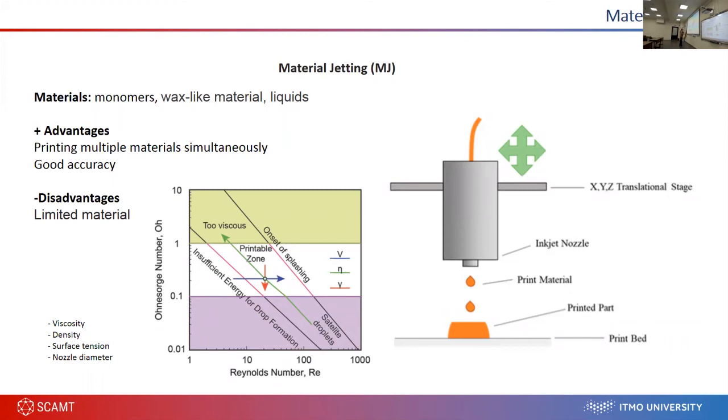The last group of methods is material jetting. Some of us are connected with this group of methods. It differs from extrusion, where we stream our material continuously. Here we jet it drop by drop. And of course, this method, as an extrusion method, allows us to use multiple materials at the same time.